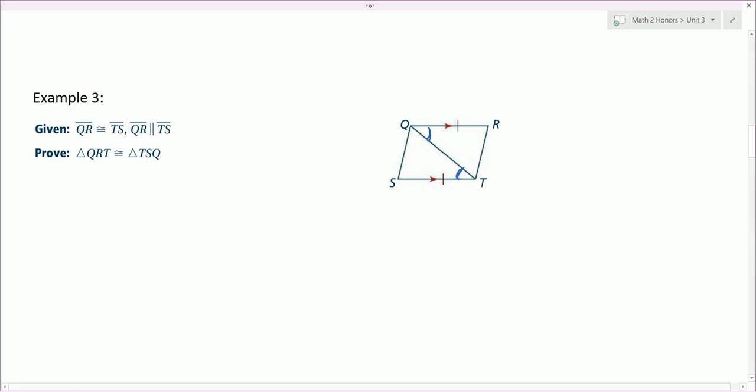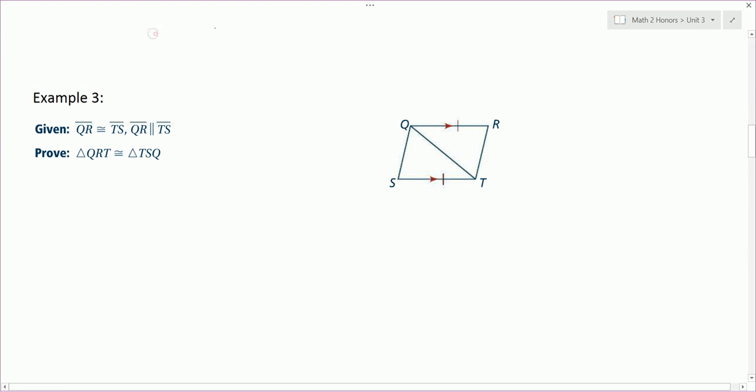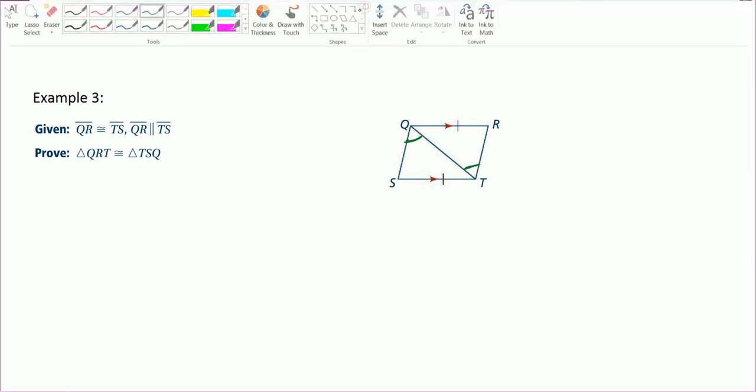Okay, what you don't want to do here, you do not want to say these two angles are congruent, because those angles are not touching the parallel sides. So just be careful when you're picking your alternate interior angles. Those angles have to be created by one of those parallel sides.